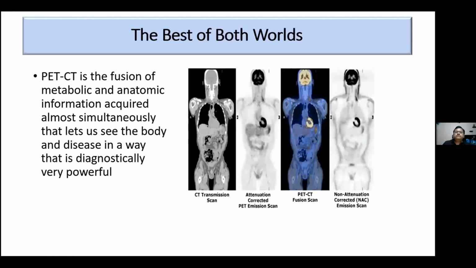What type of views do we have? This is the CT transmission scan. This is the attenuation corrected PET scan, the PET CT fusion scan, and this is the NAC scan. Just for information, I want to tell the difference between the NAC scan and the attenuation corrected scan. This scan is not attenuation corrected. You can see a lot of uptake in the skin. The skin creases are very prominently seen in the NAC images, but when you see the attenuation corrected, this is not prominently seen.